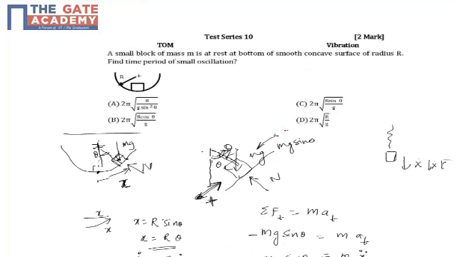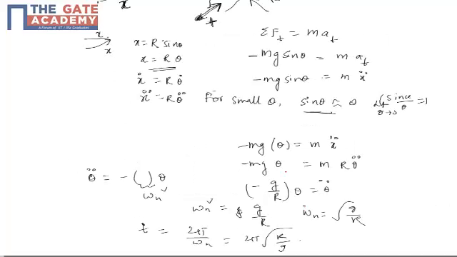So let's look at the options. 2 pi root r by g, D is the answer. This is a very good problem. We have just used our force balance method: perturb it by theta and then balance the force along the curve, and bring it into our standard form.